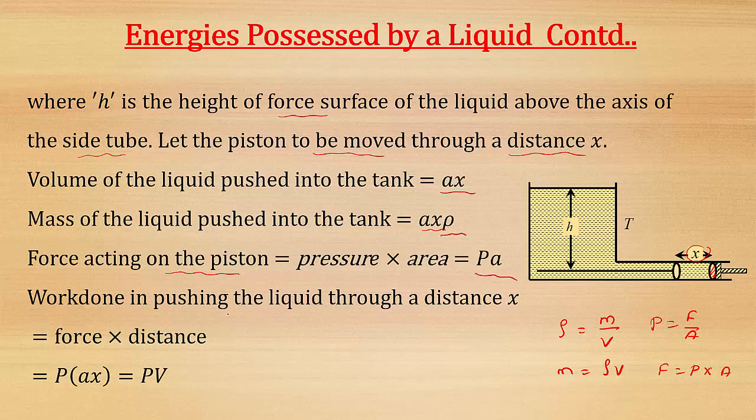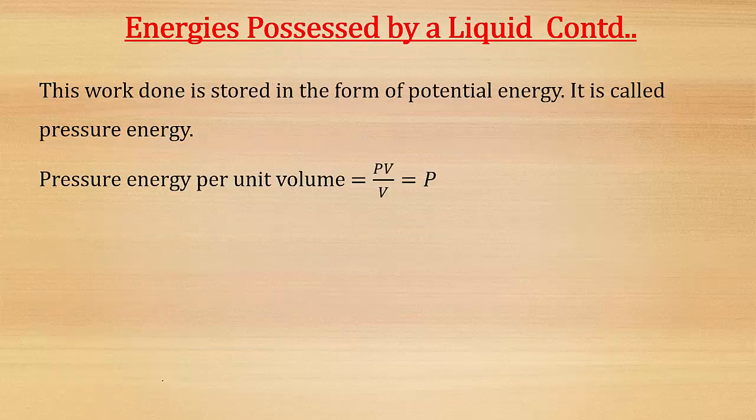Now, work done in pushing the liquid through a distance x is given by how much? Work is done in pushing the liquid, because the piston is moving inside a distance of x. So work is force into displacement. Force here we can write as P into A, distance is x, so P into A into x. A into x means volume. So we got this equation: pressure into volume.